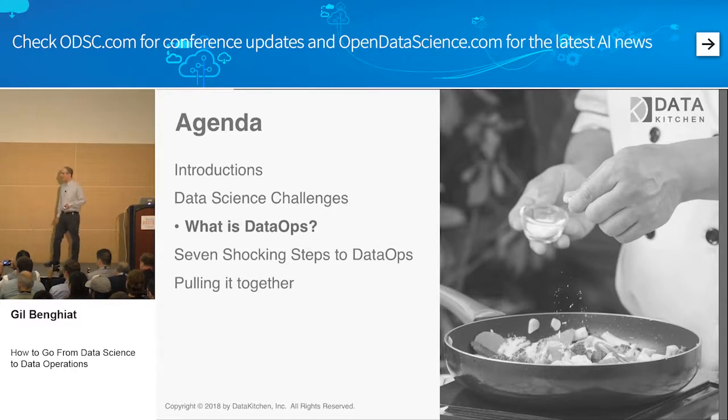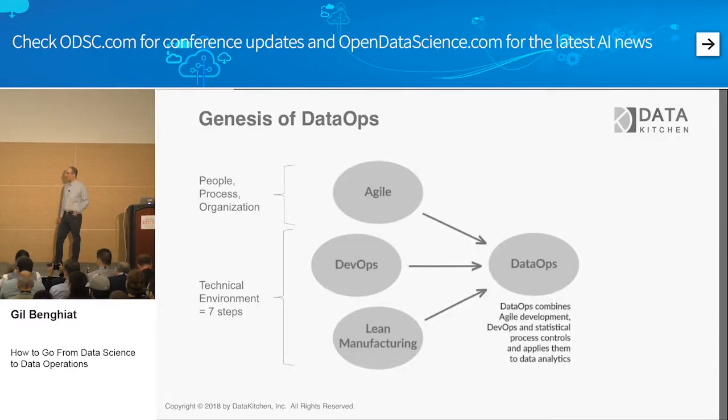Okay, so what is data ops? It's a new term, and we think of it as a combination of these three familiar bubbles on the left, right? So there's Agile, DevOps, and lean manufacturing. So the top bubble is all about people, process, organization, and I have just 2 slides on that. And there's lots of great books, lots of great websites. There's whole seminars devoted to that.